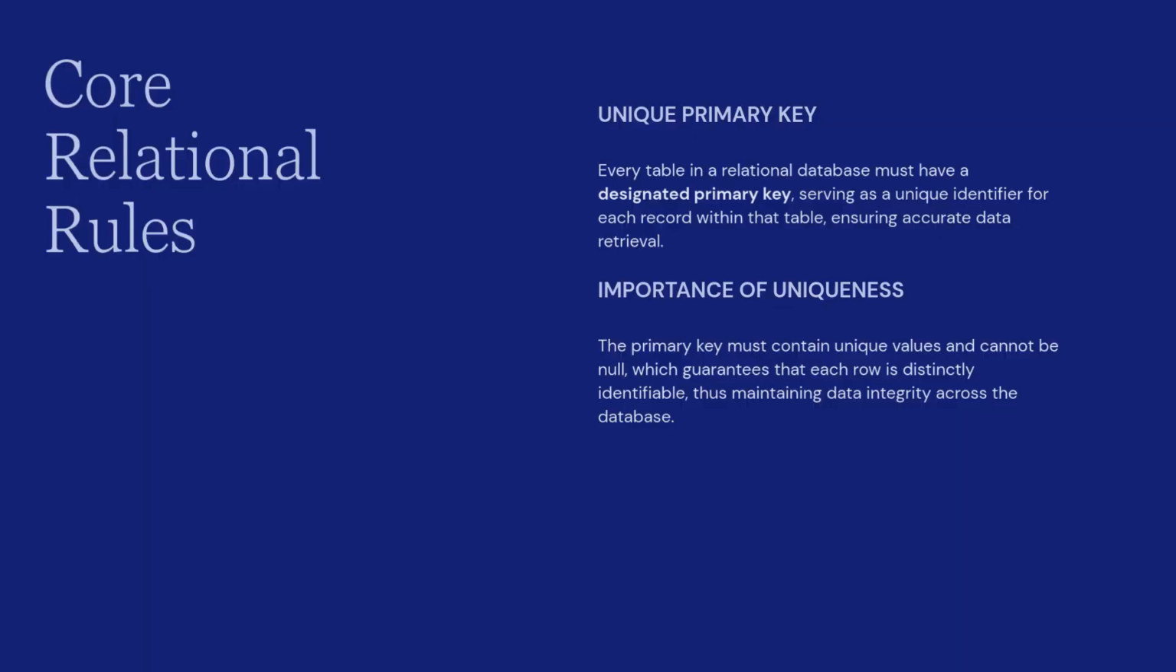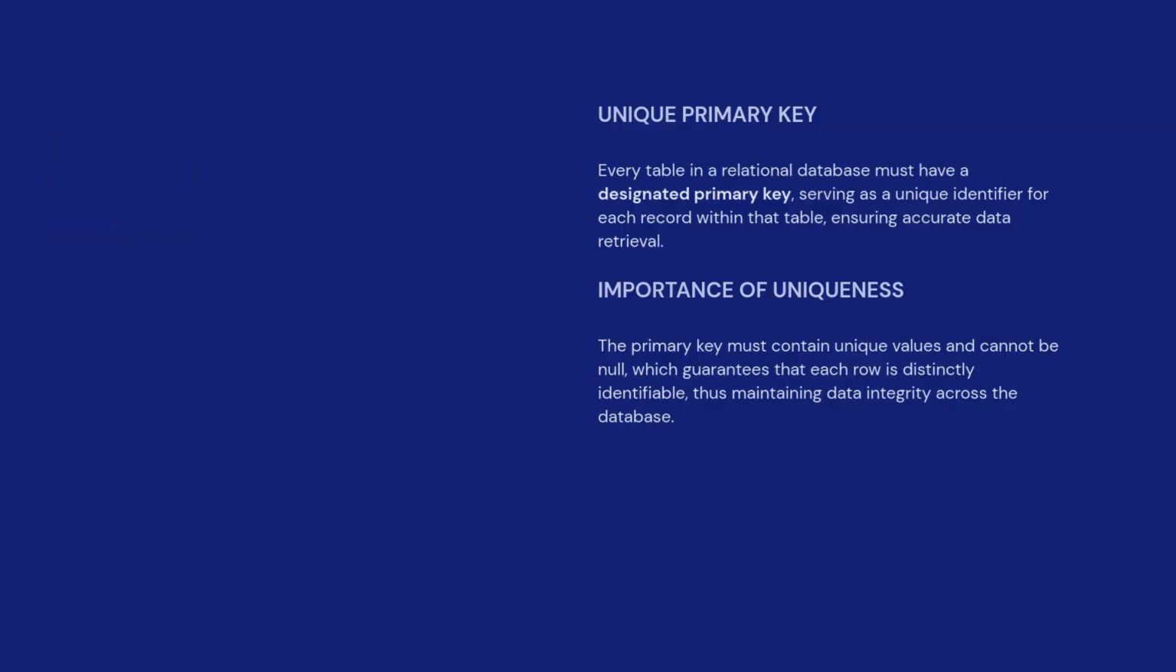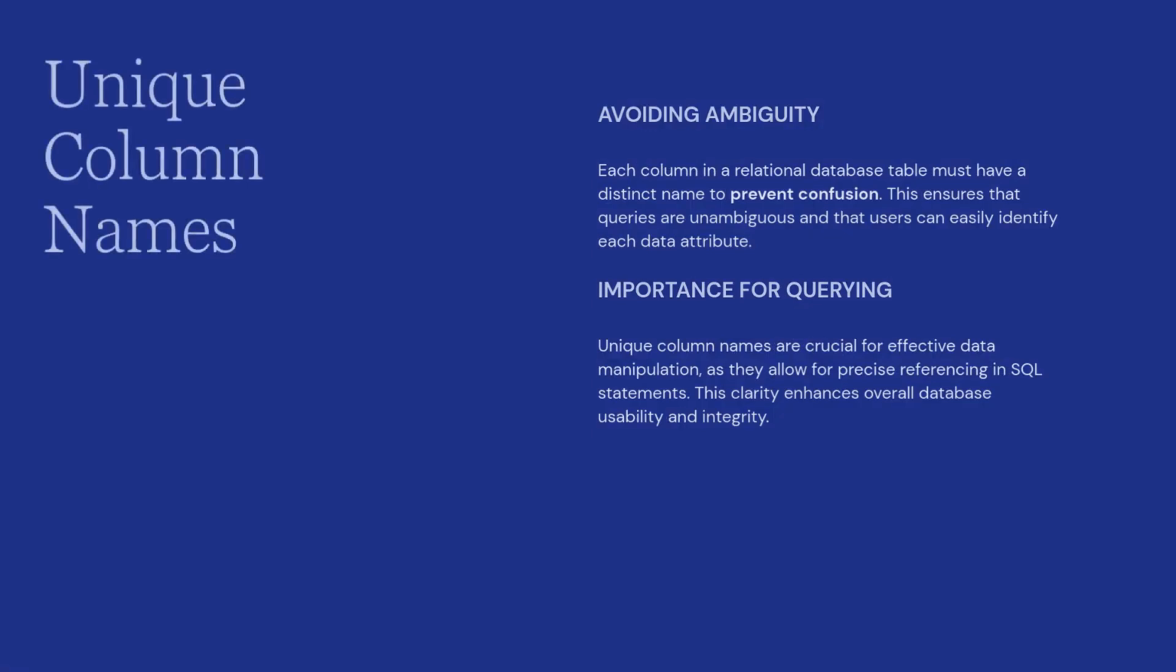Every table must have a primary key. This is the unique identifier for each row. Think of it as the fingerprint of a record. No two rows can share the same primary key. This rule guarantees that we can always distinguish one record from another, which is critical for searching, updating, and linking data.